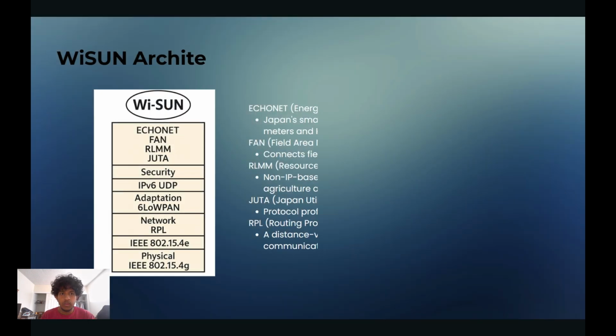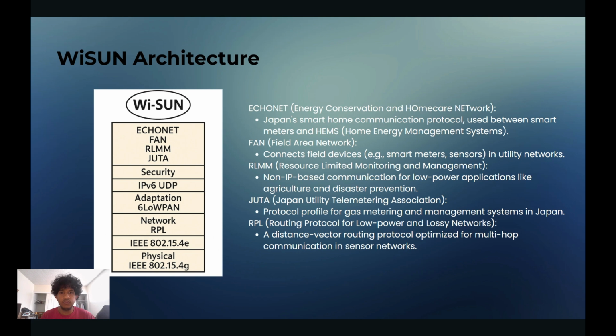So this is the architecture proposed in the WiSUN equipment. We can see that the architecture has a lot of acronyms here. And I would also like to mention that WiSUN was mainly proposed in Japan. So a lot of the components of the architecture are dependent on a household in Japan. So here we have the EcoNet. It's called the Energy Conservation and Home Care Network. It's a smart home communication protocol developed in Japan.